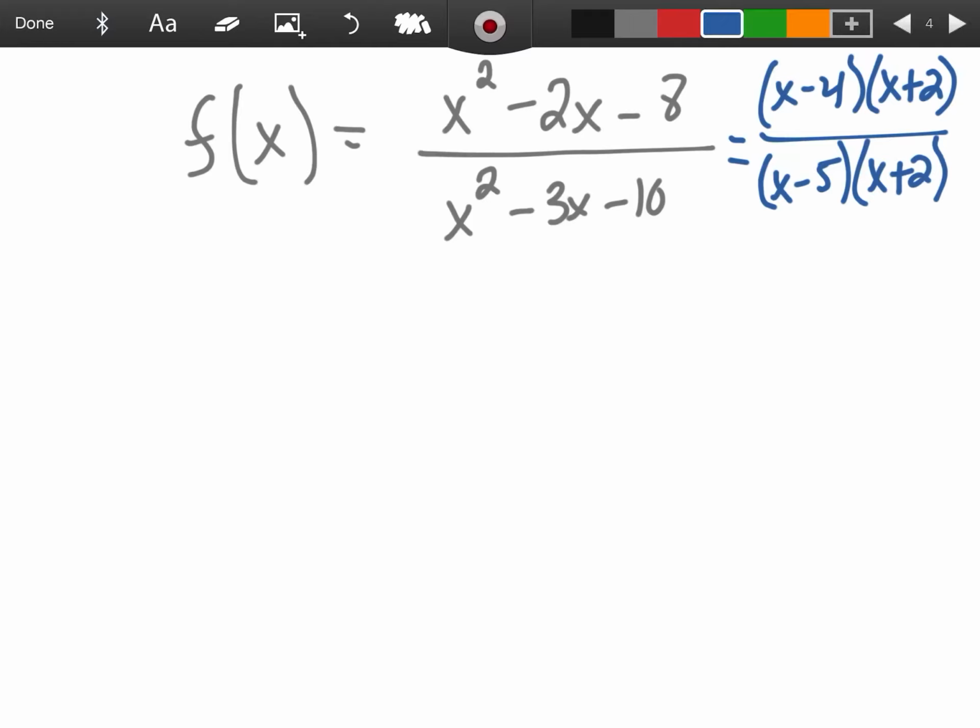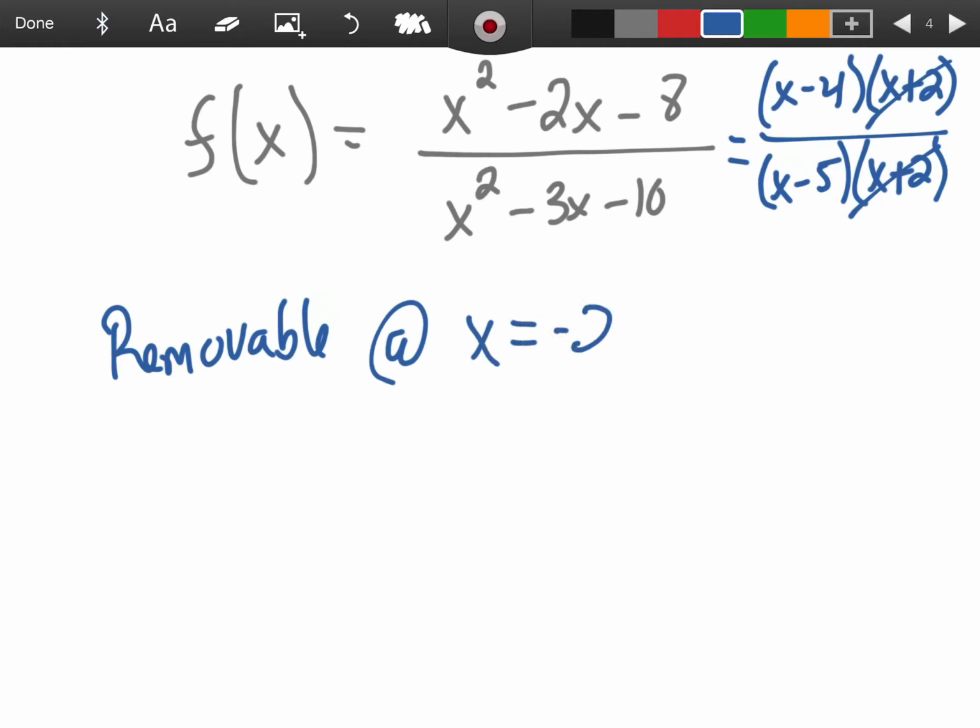So first things first, we can understand, what are my discontinuities? x plus 2 appears in both the numerator and denominator, so we have a removable discontinuity at x equals negative 2. And I still have an x minus 5 left over in the denominator, so I have an infinite discontinuity at x equals 5. All right, at this point, let's try and evaluate some limits.